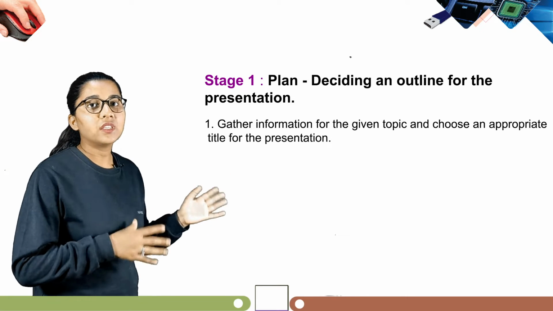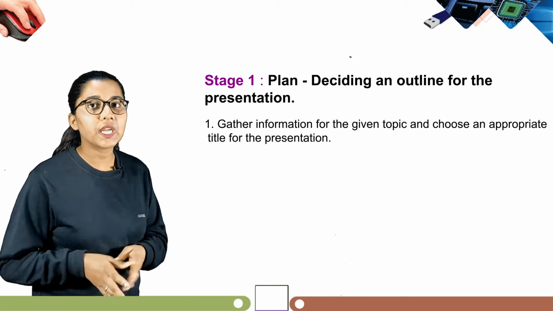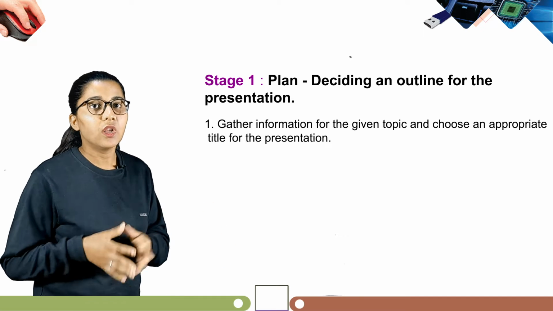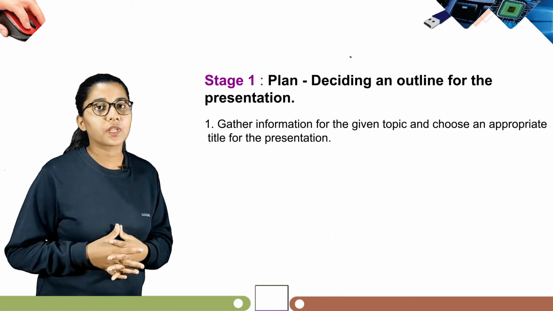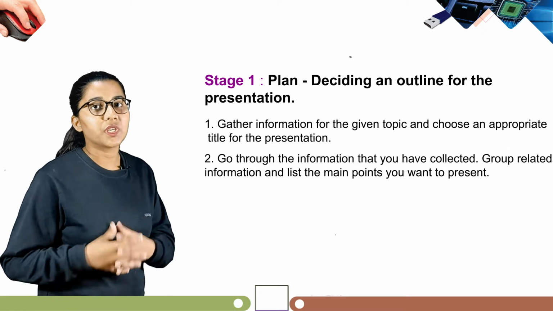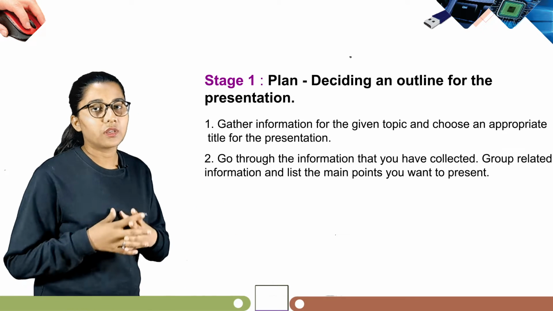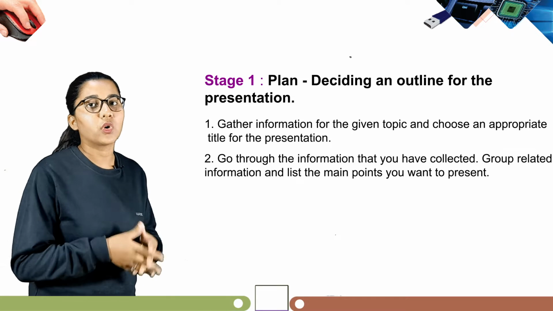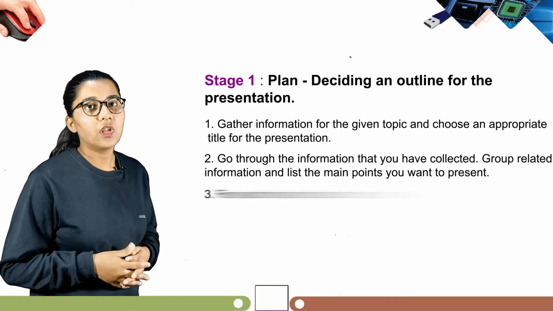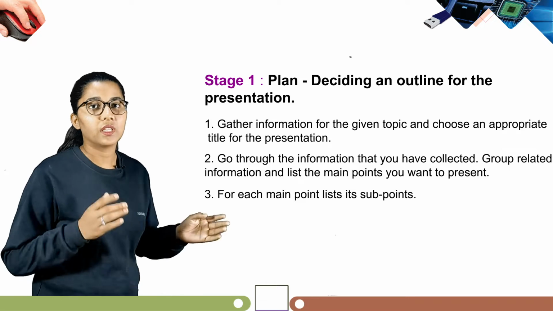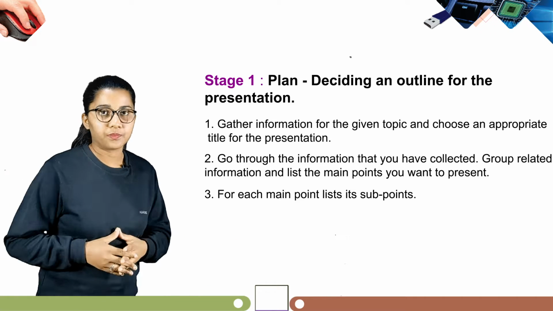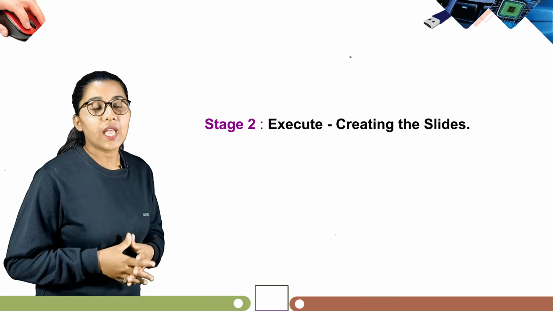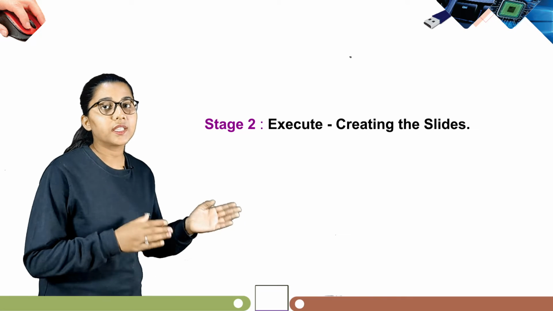Our first stage is plan, deciding an outline for the presentation. First, gather information for the given topic and choose an appropriate title for the presentation. Second, go through the information that you have collected, group related information and list the main points you want to present. Third, for each main point, list its sub points.